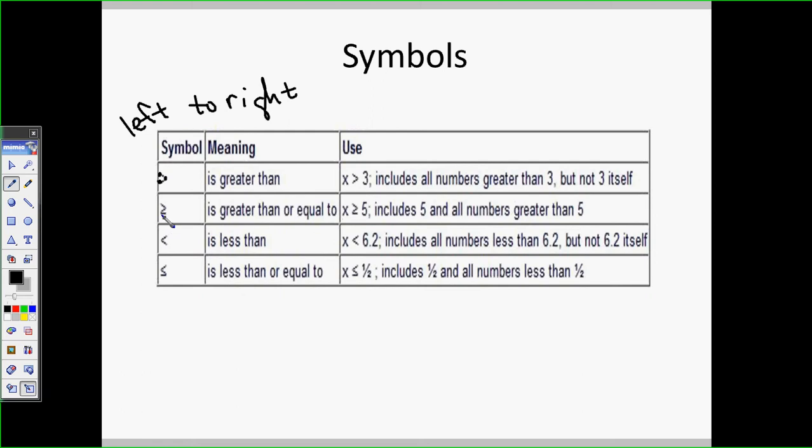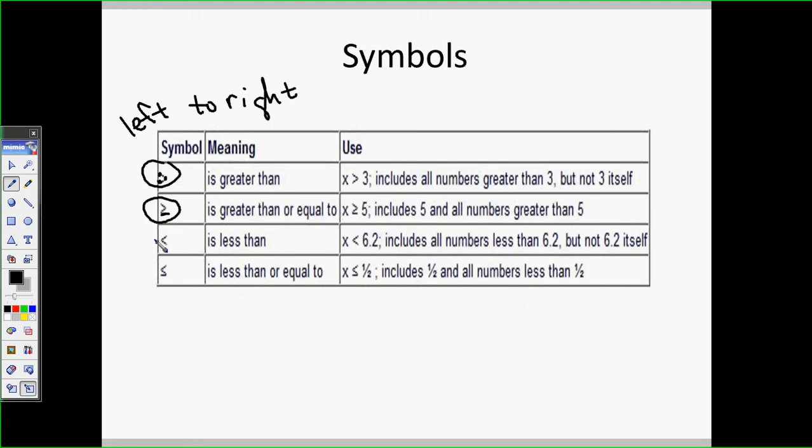Here we have greater than or equal to, and the example is X is greater than or equal to 5. This includes 5 and all numbers greater than 5. So there's the difference. This one does not include the number it's talking about. This one does include that number.